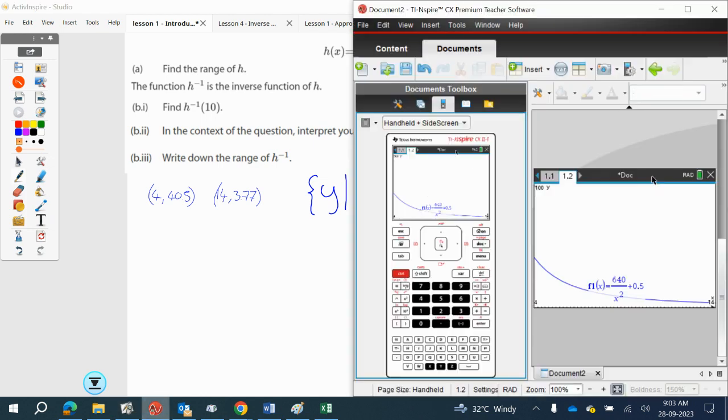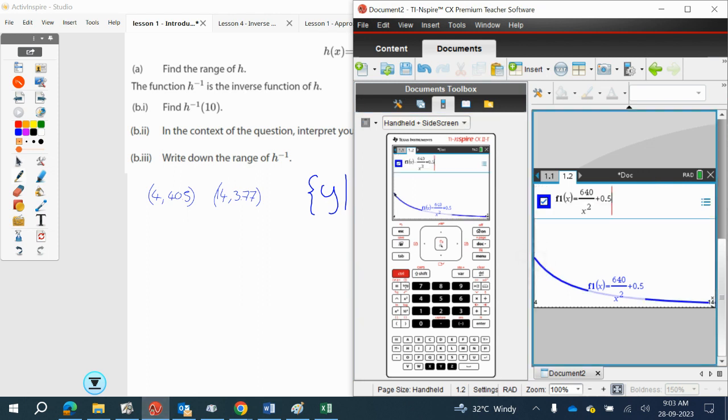So it's going to go from 40 here down to 3.77 here. And what we see is it doesn't go up like that. So that is the highest point. In the same way with the introductory questions of reading the graphs, you can see it in the graph.